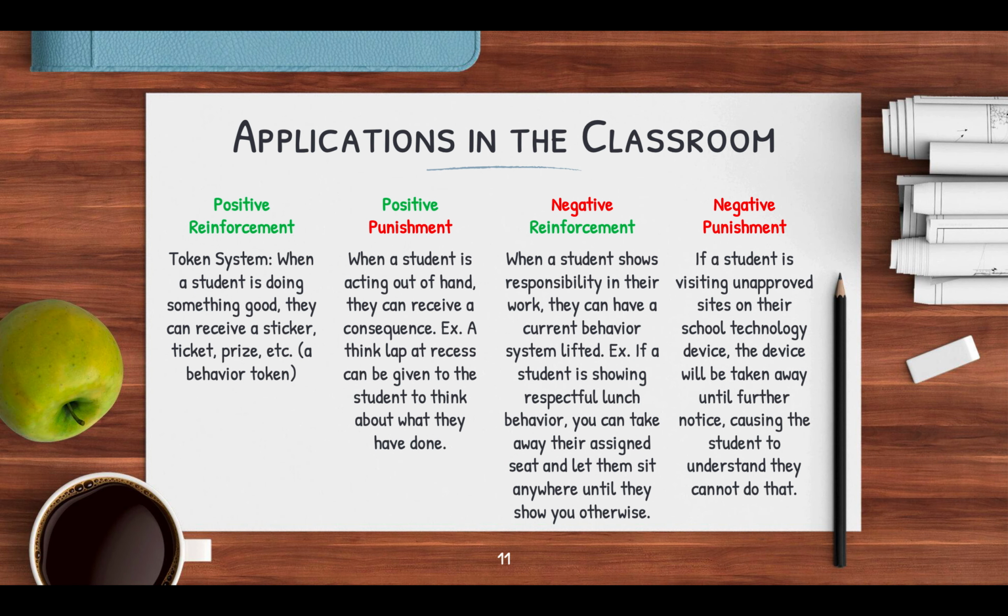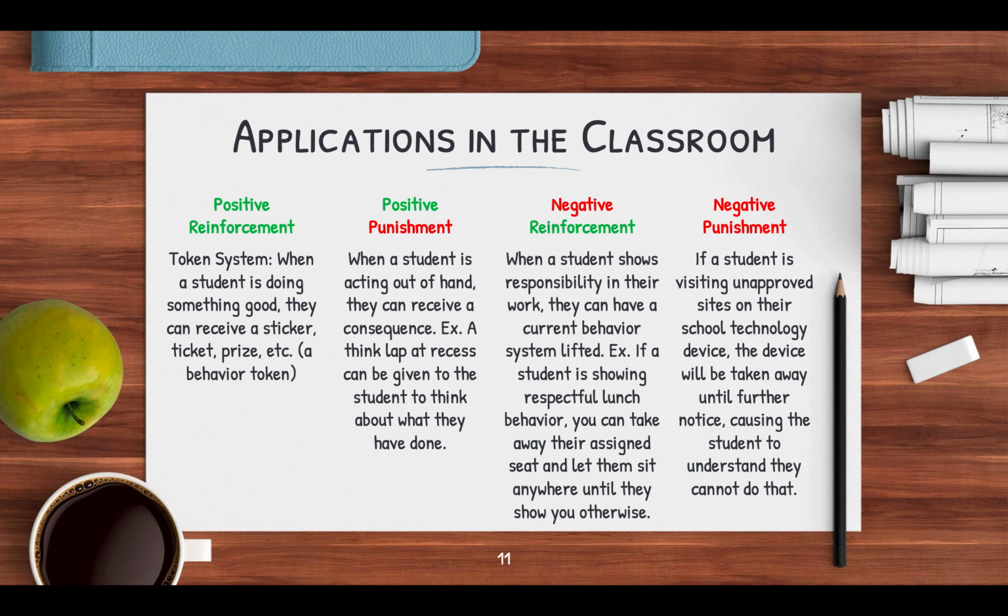So for positive reinforcement, that's giving your students something to make it happen again. We oftentimes employ those token systems. If a student's doing something good, they receive a sticker, a ticket, a prize, something to show them that you appreciate what they're doing. And verbal praise. And that will help them to reapply what they've been doing.